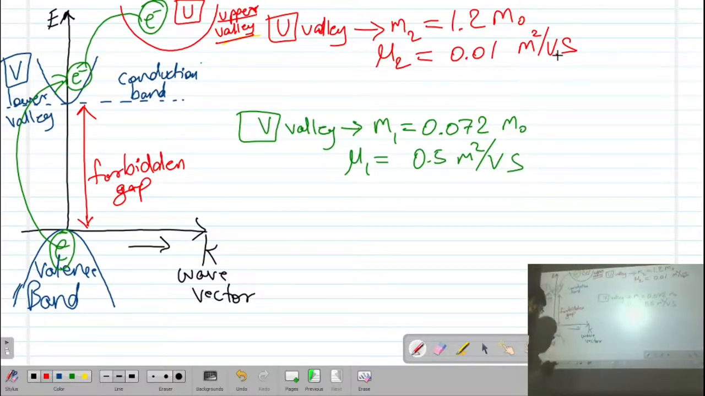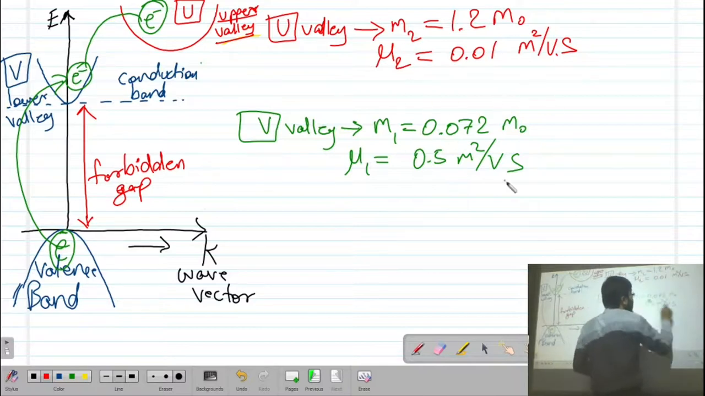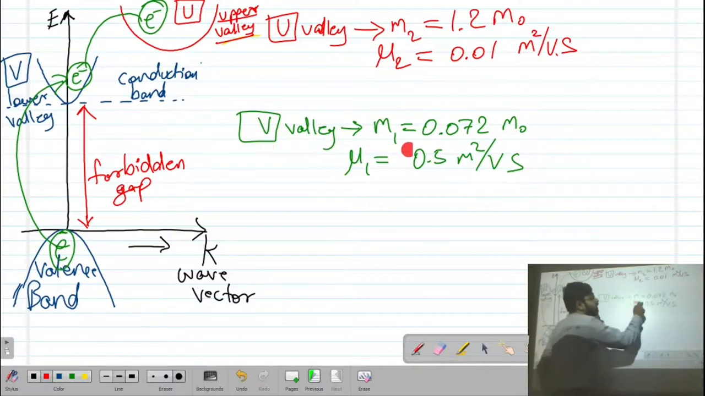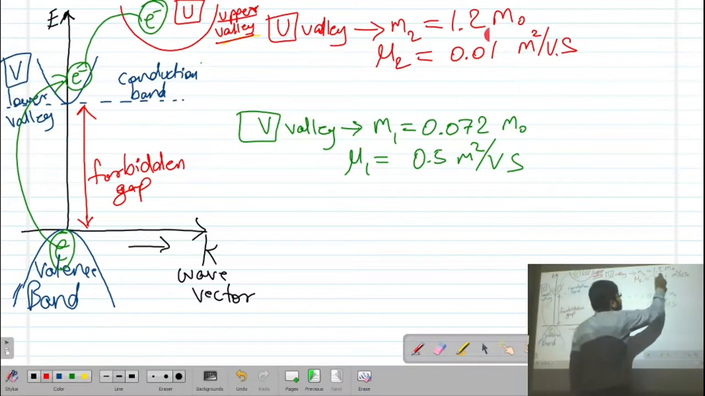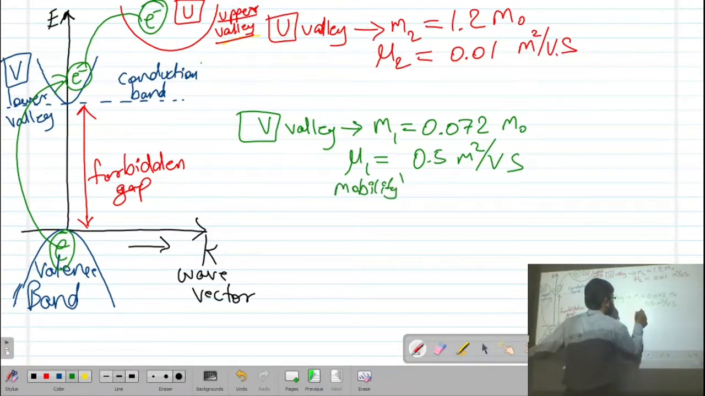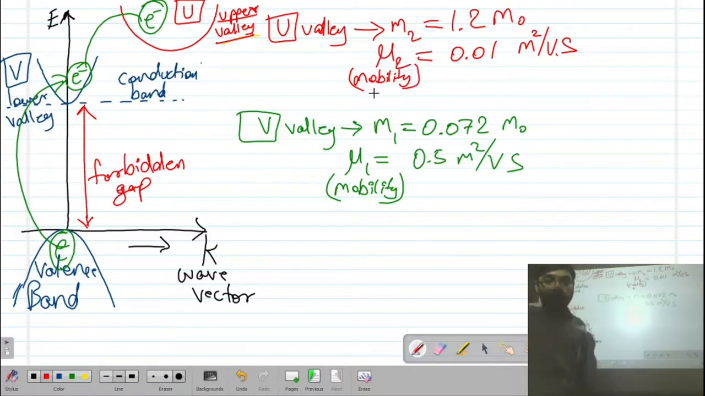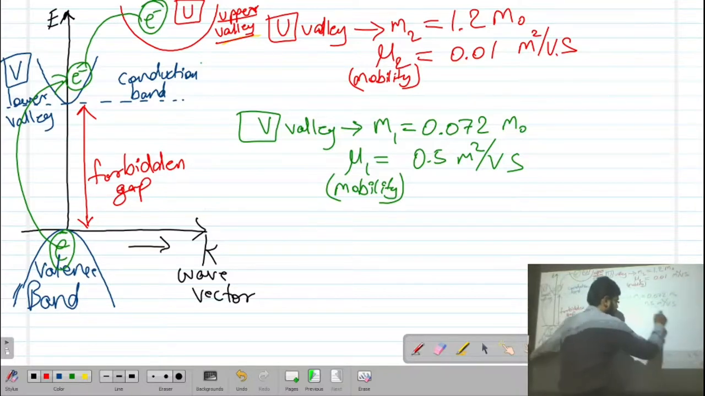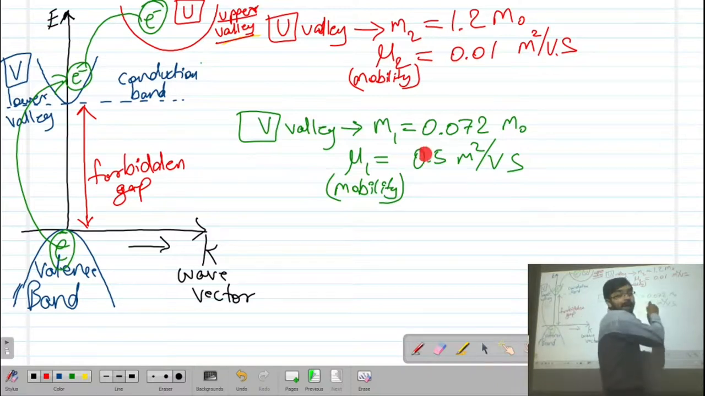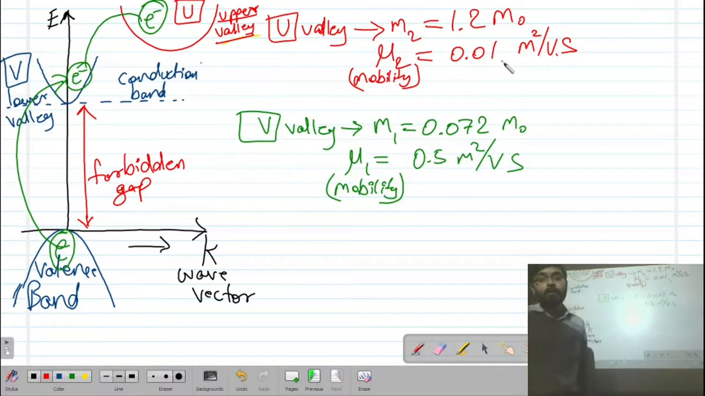Now see over here, it is clearly visible that going from the V valley to the U valley, the effective mass of an electron increases. In the V valley it was 0.072 mo, while in the upper valley it increases to 1.2 mo, and with the increase in mass, the mobility decreases. This mu is the mobility. In the V valley it was 0.5 meter square per volt second, while at the U valley it will have 0.01 meter square per volt second. So this is the reason.